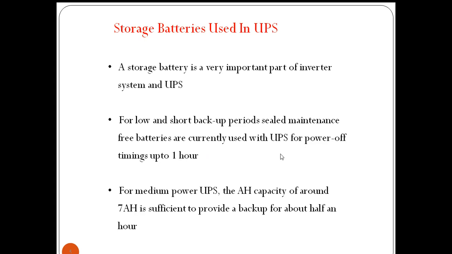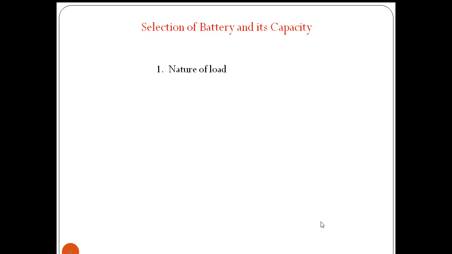For the smaller power UPS, the backup is up to 1 hour. For a medium power UPS, an ampere hour capacity of around 7 ampere hour is sufficient to provide a backup for about half an hour. So for this capacity, these sealed maintenance free batteries will be sufficient to provide backup power for half an hour. And the selection of the battery capacity will depend on these factors.